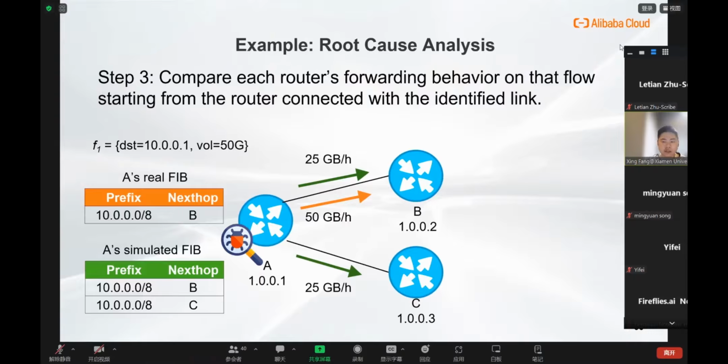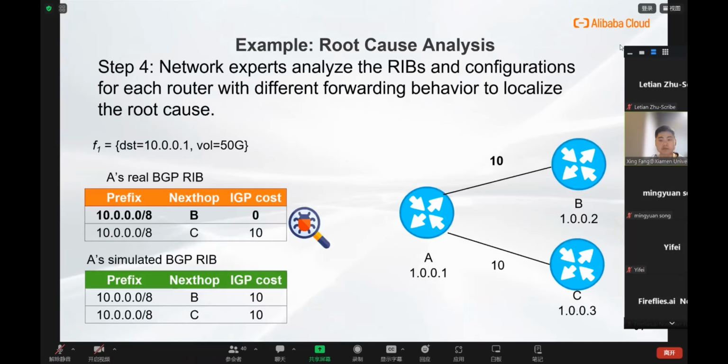To further confirm the root cause, the forwarding table of router A is checked. In the simulation, router A has two ECMP routes to the destination 10/8, one via router B and one via router C. While in the live network, it only uses the route to router B. This difference explains why the simulated traffic was evenly split, but the real traffic was not.